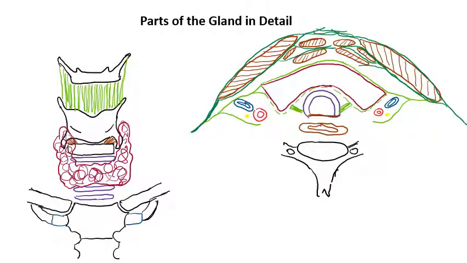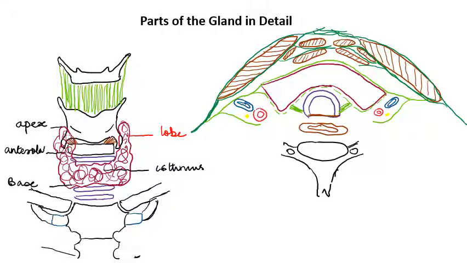Okay, now let's see the parts of the gland in detail. Number one, as we've already seen, this is the lobe and this is the isthmus. The parts of the lobe are the apex, base. This surface which you see out here is the anterior lateral or the superficial surface.